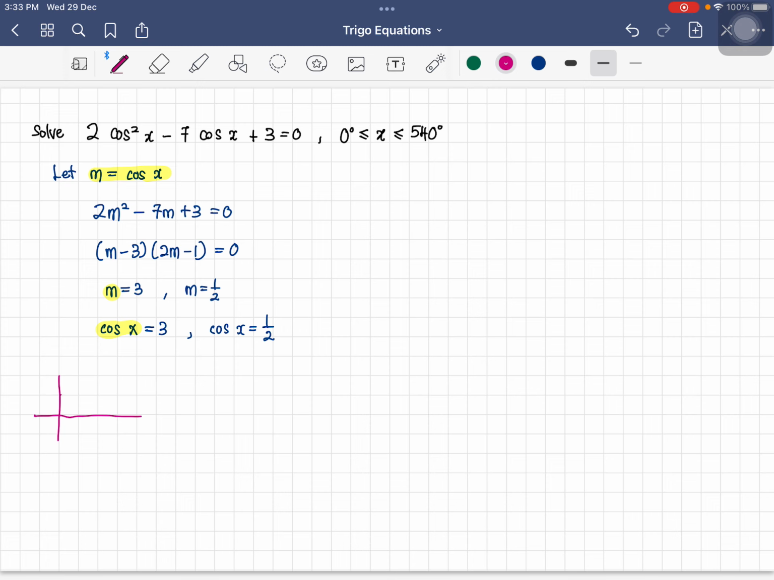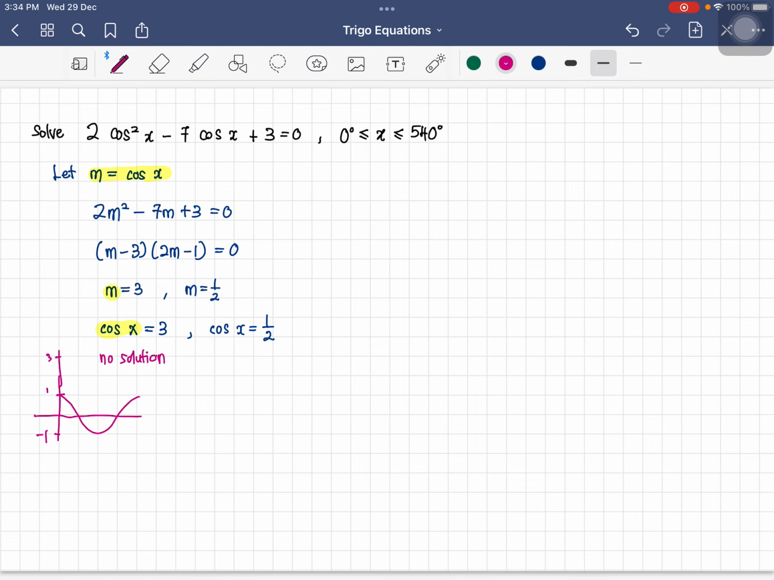We know that for the cos of x, the graph would be something like this. The highest value will be 1 and the smallest will be negative 1. So it will never be 3. At no point of this cos of x will the value of the function be 3. Therefore, we don't have a solution for this one. So no solution for this one. Easy.